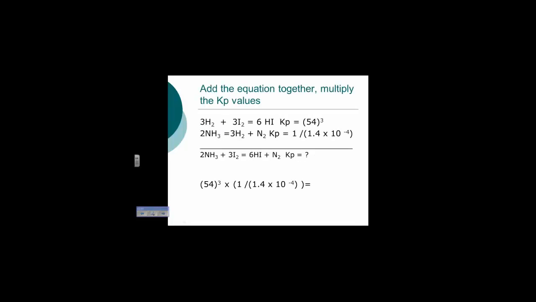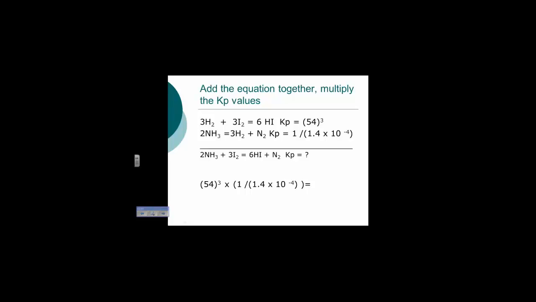What do I do to the next equation? Well, I think I've just reversed the direction. I noticed that ammonia had to be on the other side from the original equation, so I simply reversed it. If you haven't written it down, do so with me now. The reverse direction. 2 units of ammonia in dynamic equilibrium with 3 hydrogens and a nitrogen molecule. Since I reversed the direction, I took the reciprocal of the original Kp, 1 divided by 1.4 times 10 to the negative 4th.